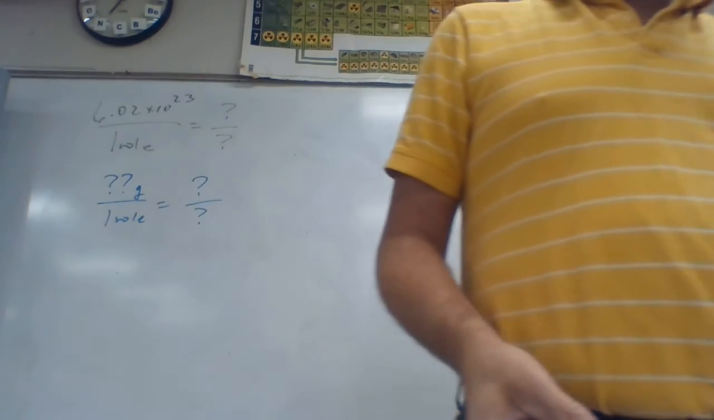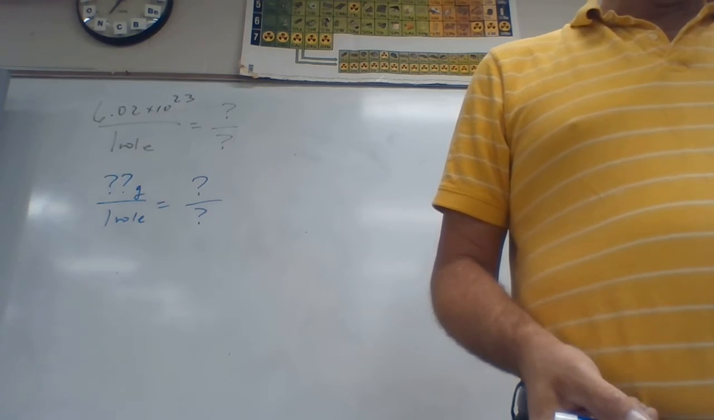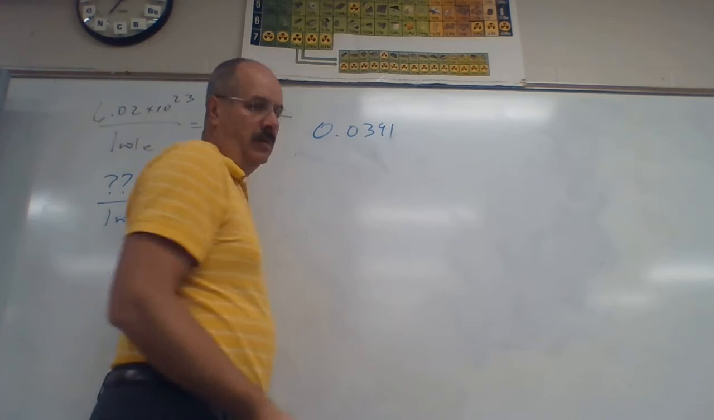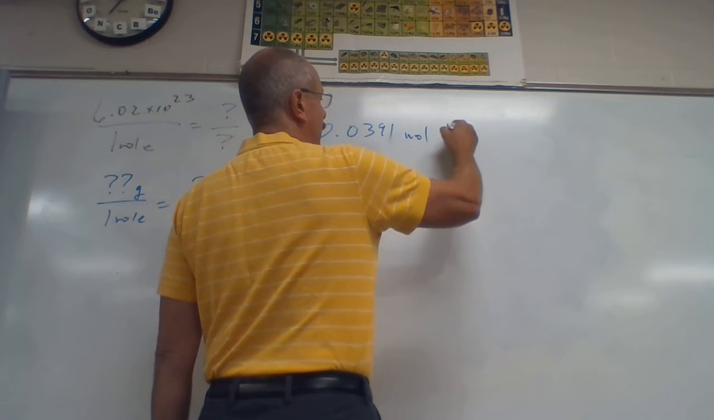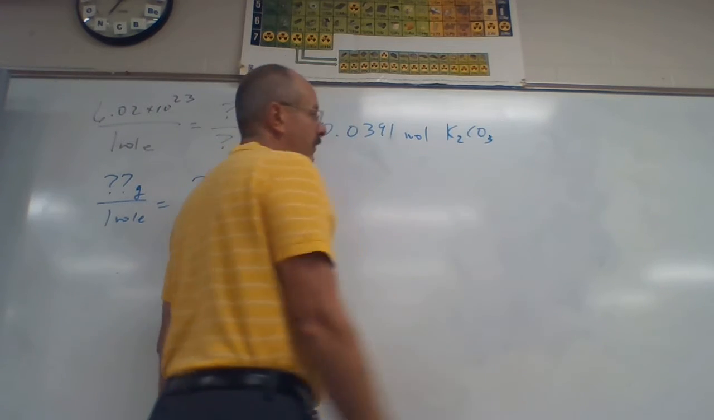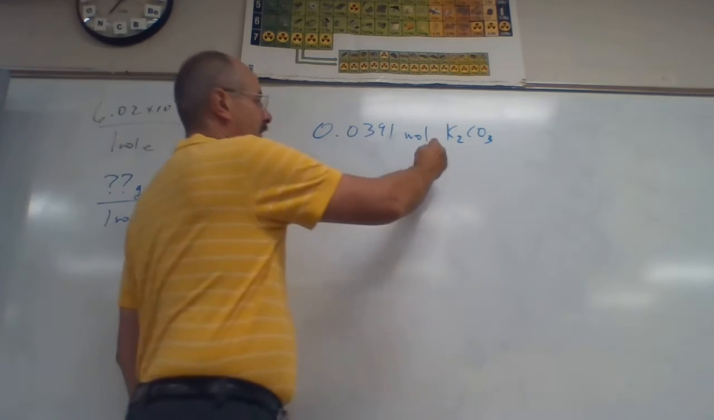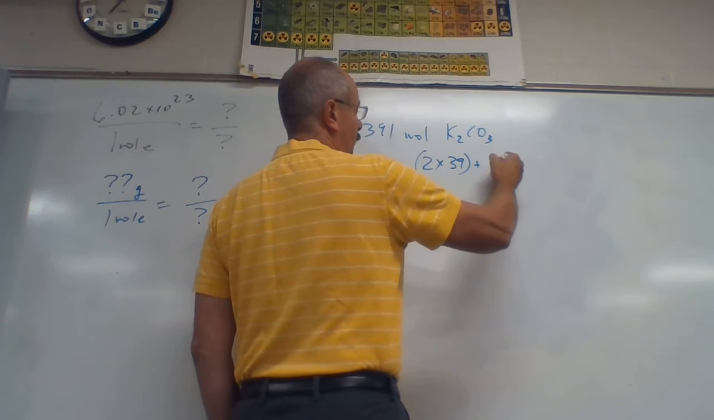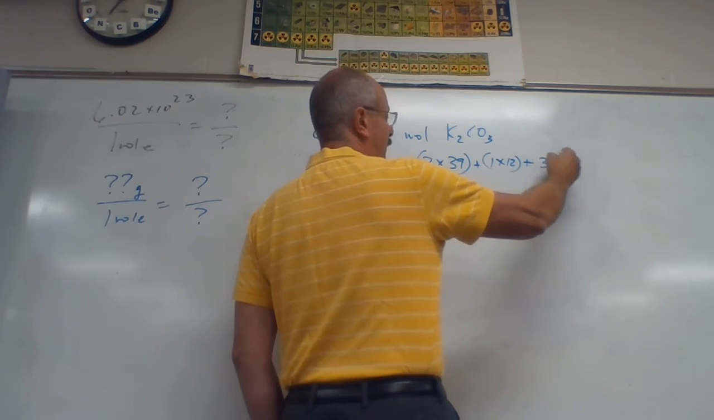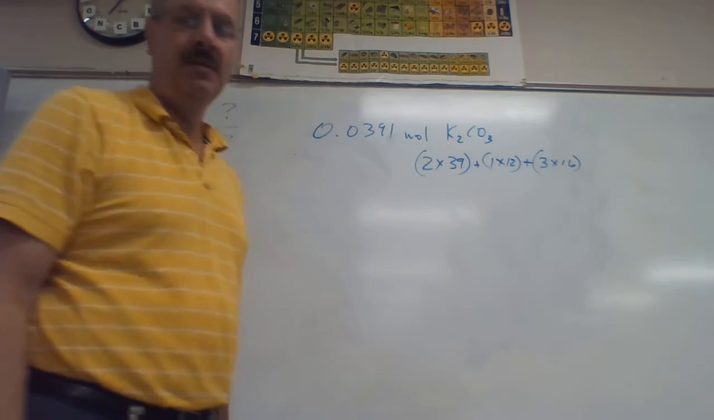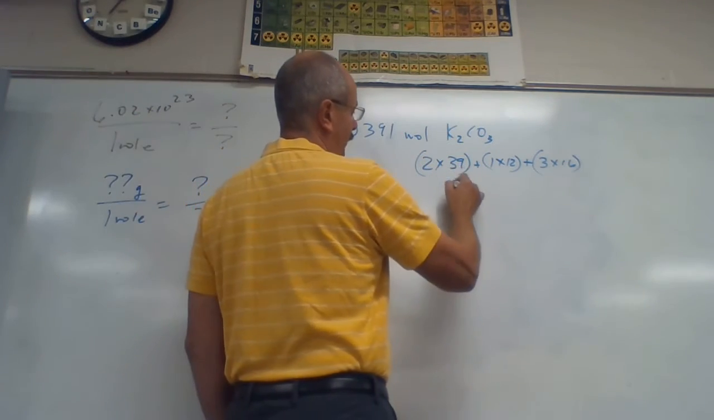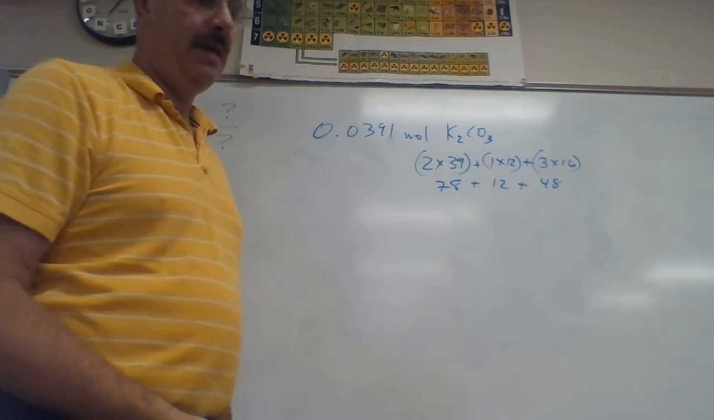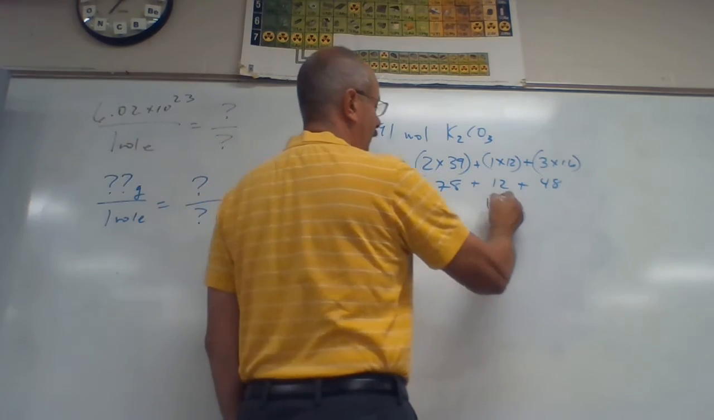Letter C says we have 0.0391 moles of K2CO3. So again, first thing we gotta do is find the molar mass of this one. We go 2 times the potassium, which is 39, plus 1 carbon times its mass of 12, plus 3 oxygens times its mass of 16. Add those up: 78 plus 12 plus 48. So that's like 138, I think. Let's see, yep. So that's 138.